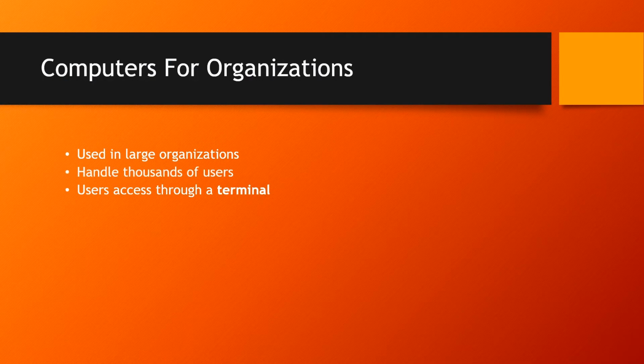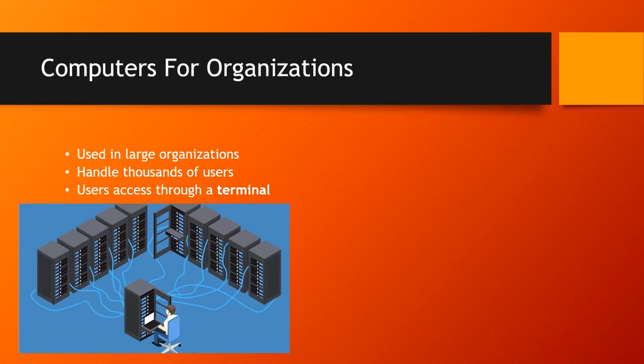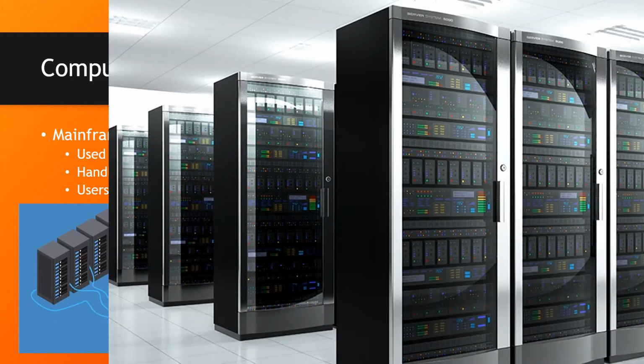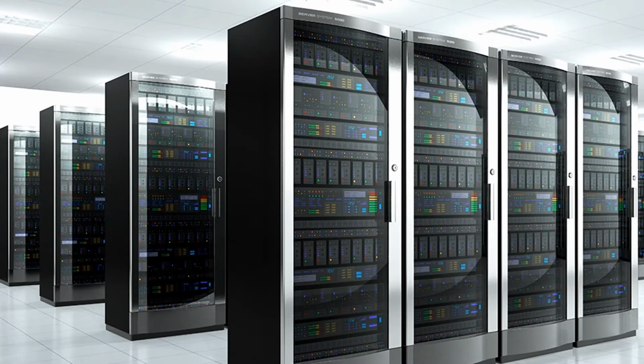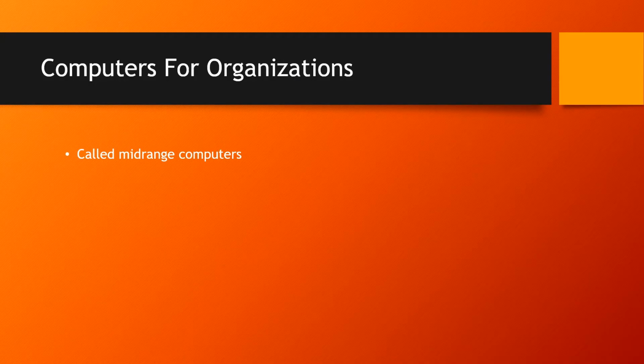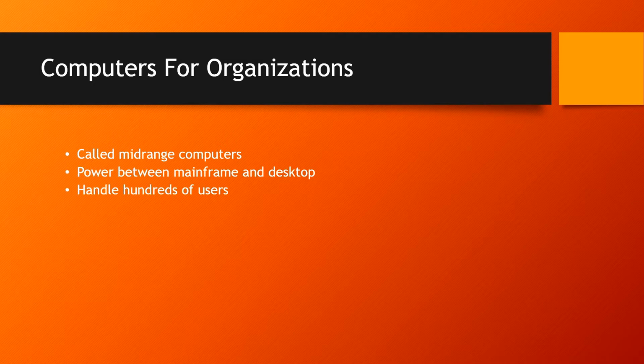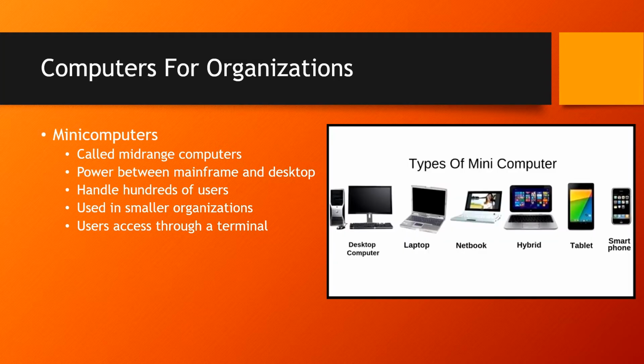This is another example of computers used by organizations: they handle thousands of users, and users access through a terminal. These are mainframe computers. It looks like this, still a lot of large computers connected to each other and accessed by a single terminal. These are called mid-range computers, with power between mainframe and desktop. They handle hundreds of users and are used in smaller organizations. Users access through a terminal still. So these are called minicomputers.